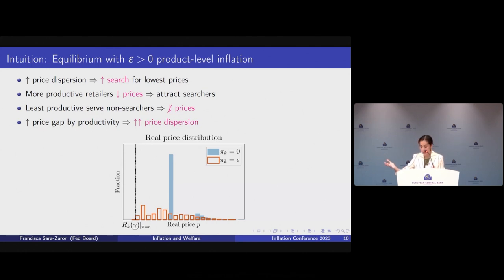But on the other hand, we will have that the least productive retailers, which are mostly serving non-searchers, don't have incentives to decrease their prices. So as the price gap by productivity increases, price dispersion is going to increase a lot. And this is why we observe a jump around zero product level inflation.